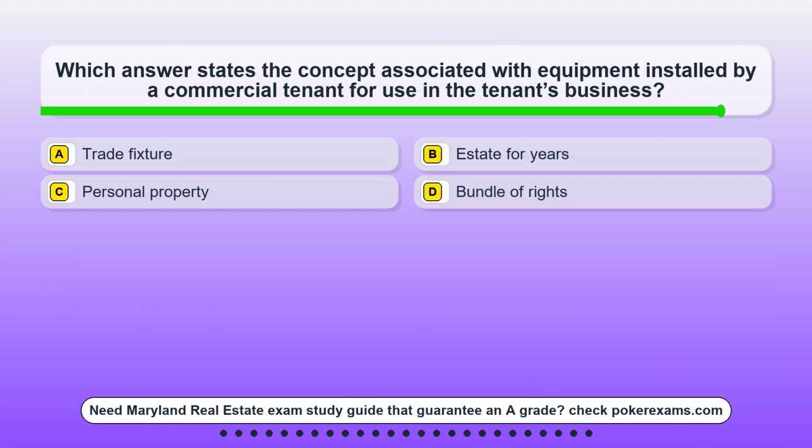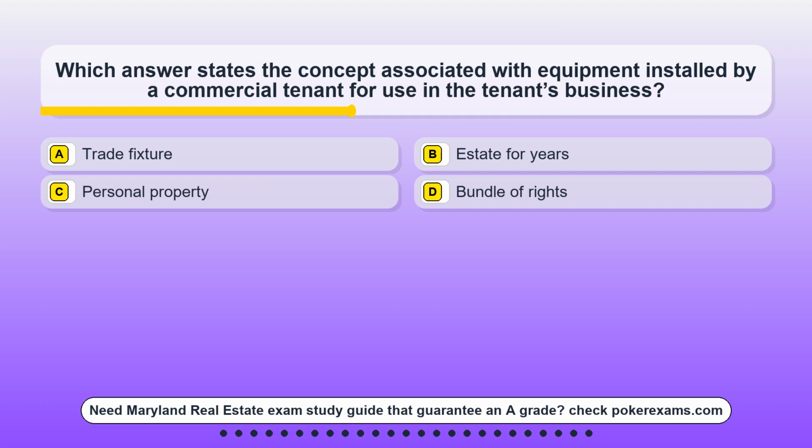Question 23. Which answer states the concept associated with equipment installed by a commercial tenant for use in the tenant's business? Option A, trade fixture. Option B, estate for years. Option C, personal property. Option D, bundle of rights.